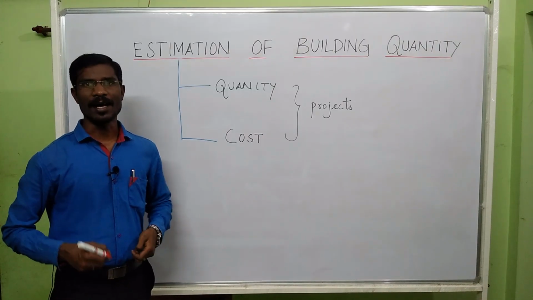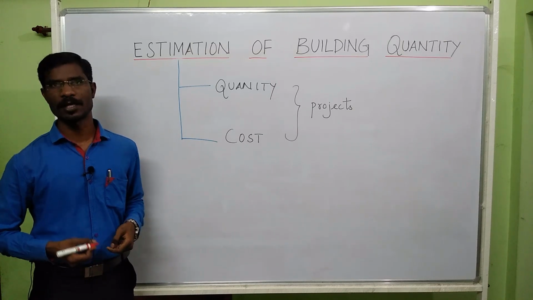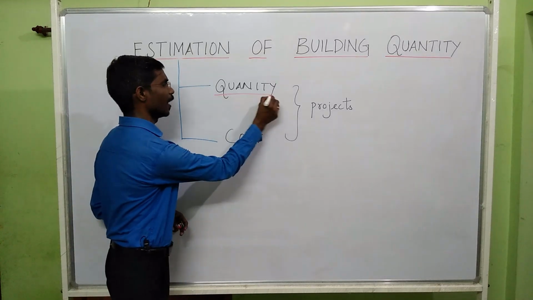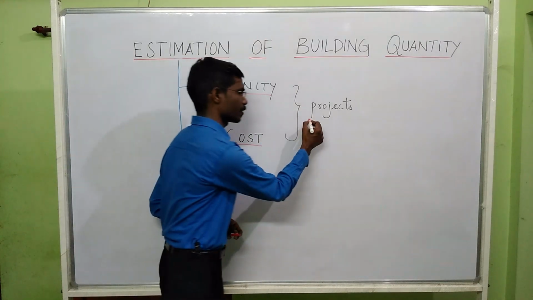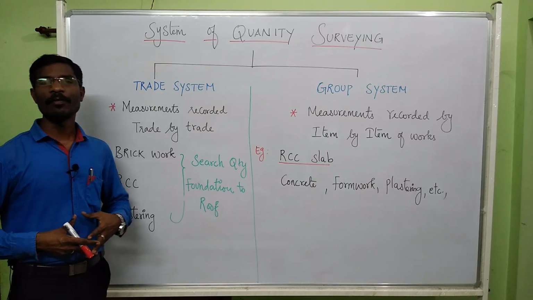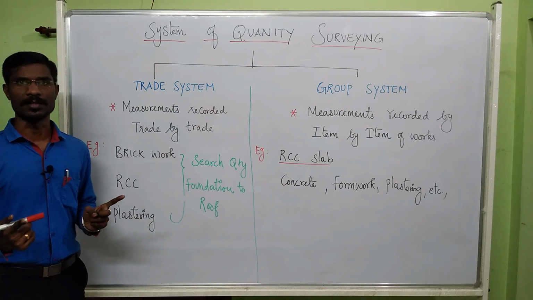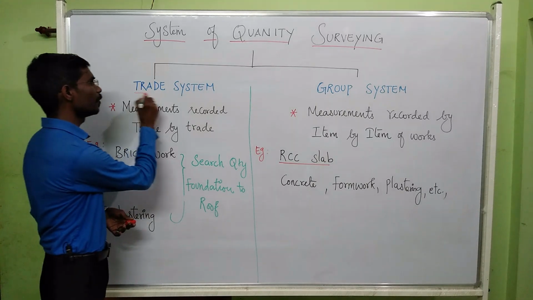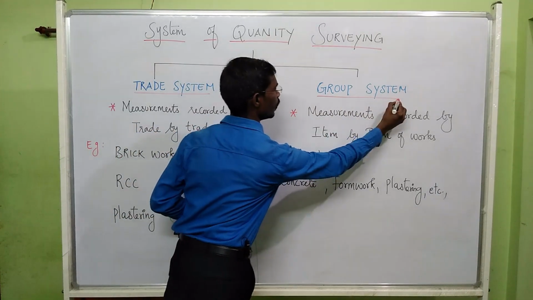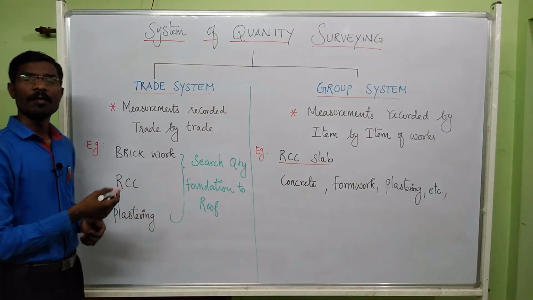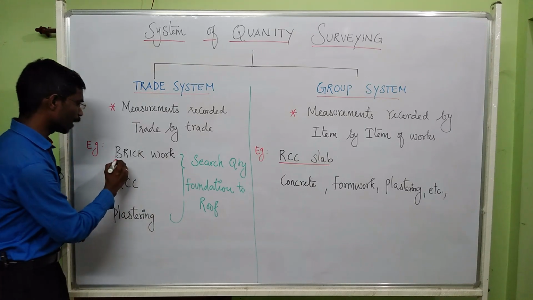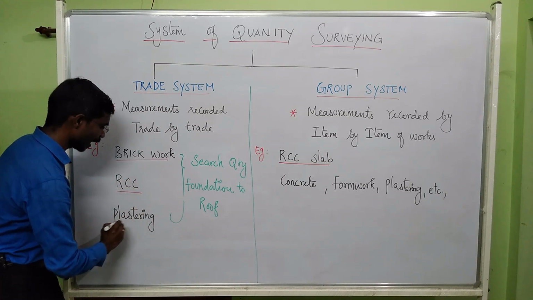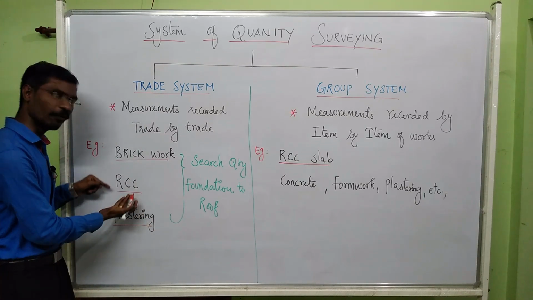Estimate or estimation is the process of calculating the quantities and cost of various items of works involved in a project. For the system of quantity surveying, there are two systems. One is the trade system, another one is the group system. The trade system means we will record the measurements trade by trade, like brickwork, RCC and plastering. So these are the different trades.